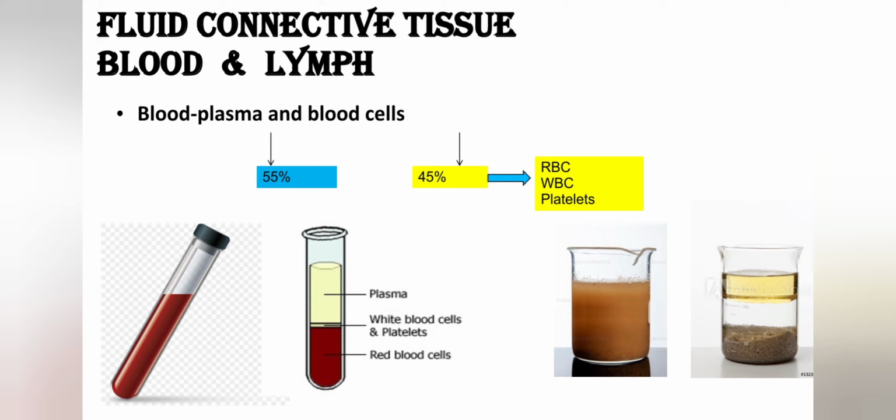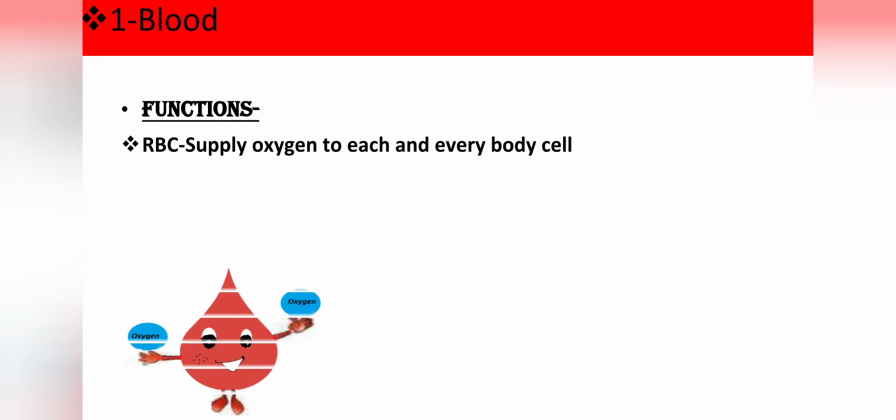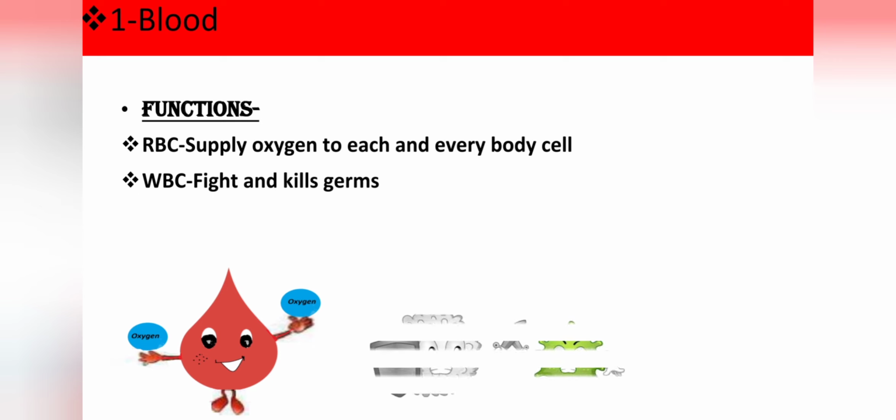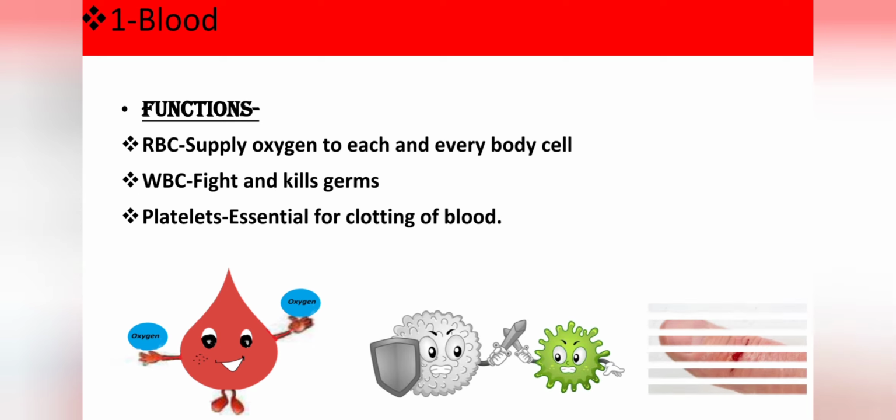Over here, we'll be learning about the functions of RBCs, WBCs and platelets. So first, learn about RBC. RBC supplies oxygen to each and every body cell. WBC fights and kills the germs. Platelets are essential for clotting of the blood.